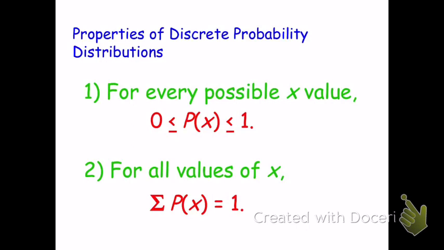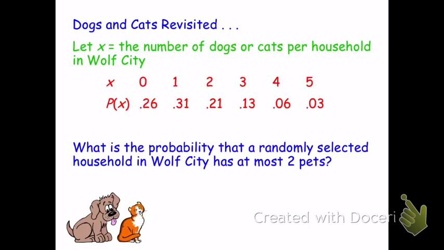Or probabilities don't add up to 100%. So those are like the two things that you're looking for when you're looking at a table.